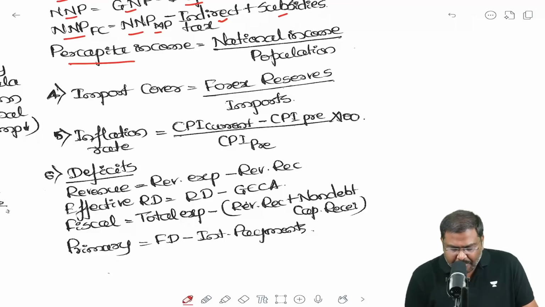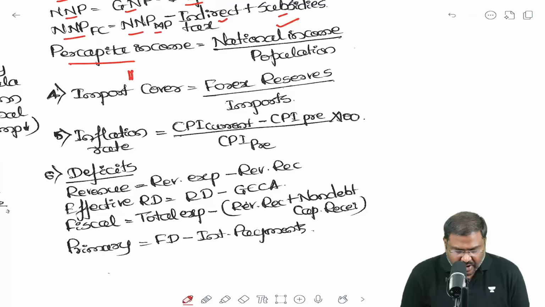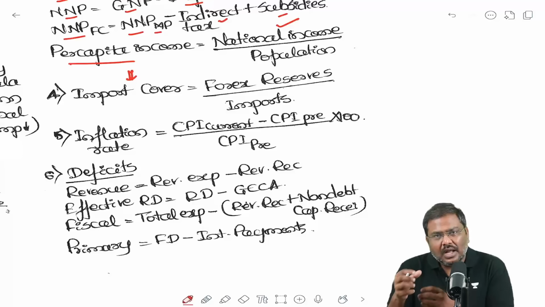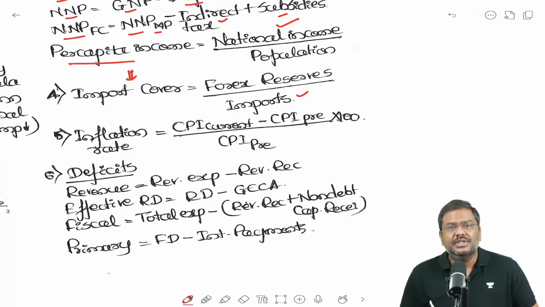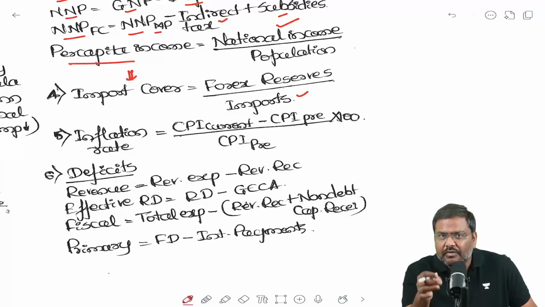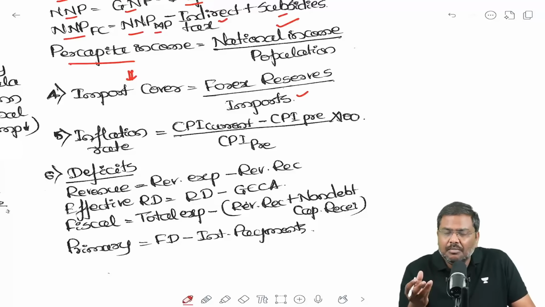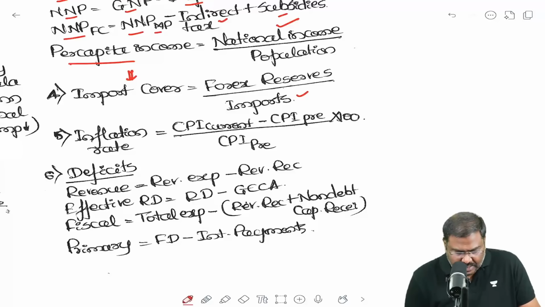We also have per capita income, that is calculated by national income divided by population. We have import cover: the total amount of Forex reserves divided by the monthly imports. This will give you the import cover. According to the Economic Survey, the import cover for India is around 11 months, which means we have a sufficient amount of Forex reserves to continue to import for 11 months. Inflation rate, this is the formula.